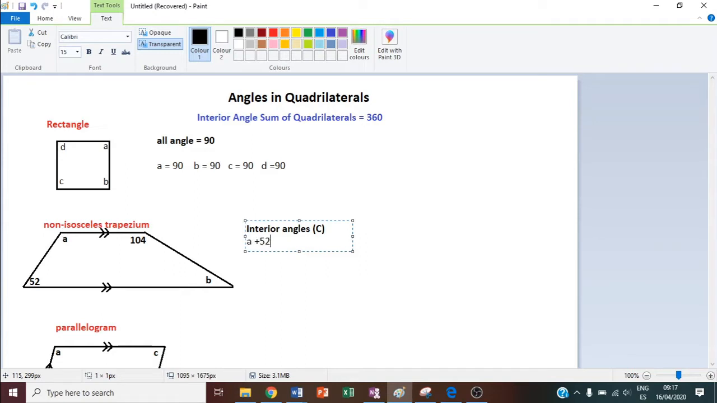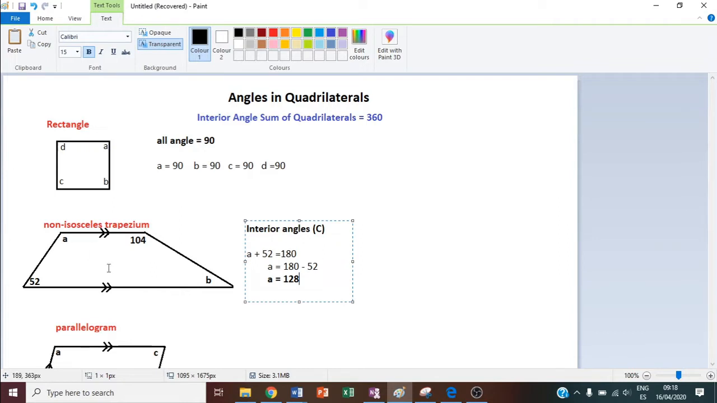A plus 52 equals 180. Okay. So now that's going to require a little bit of algebra for me to solve. I want to find out what A is, so I need A on its own. I'm going to move the 52 to the other side. A equals 180 minus the 52. Okay. Now that's not finished yet. I need to work out what A is. So A is equal to 180 minus 52. That's going to be 128.